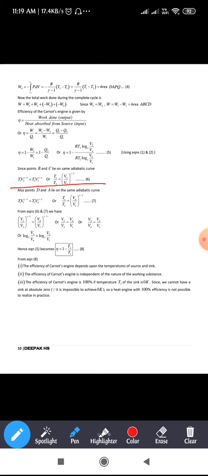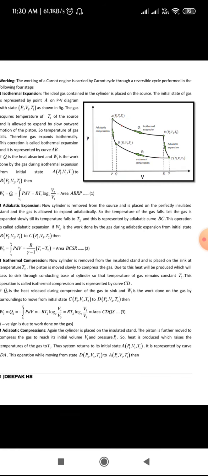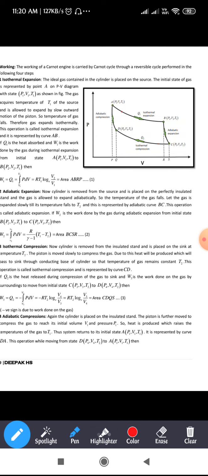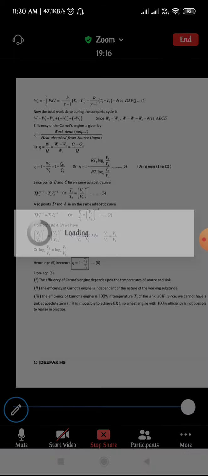Or that can be written as T1 divided by T2 is equal to V3 divided by V2 to the power of gamma minus 1. This is equation 6. Similarly, points D and A lie along the same adiabatic curve. Here you have the values T2 V4 and T1 V1, so we will substitute those values.